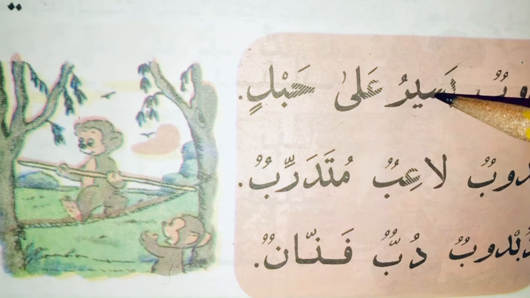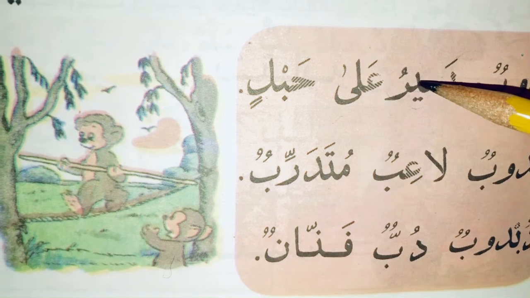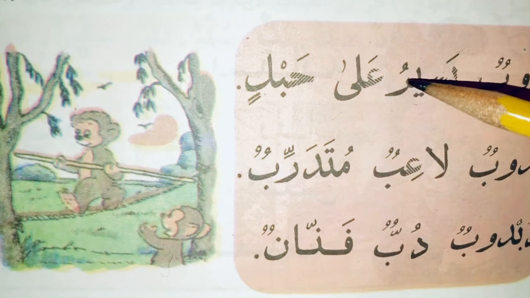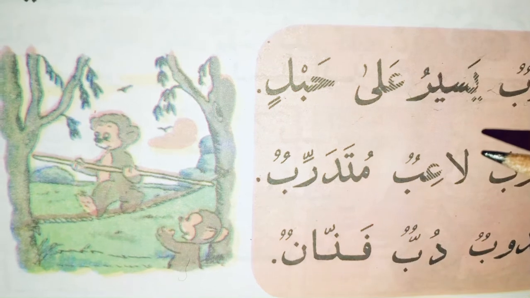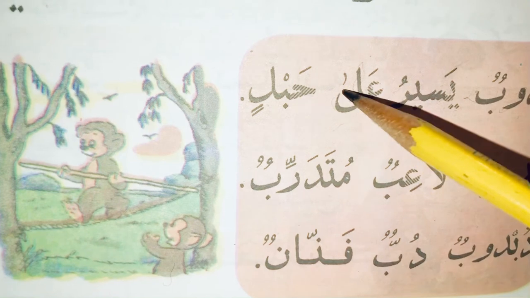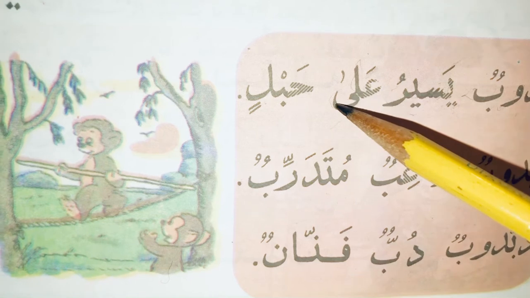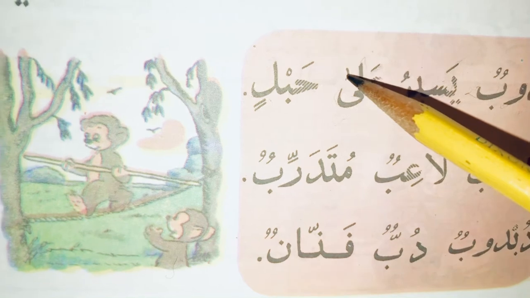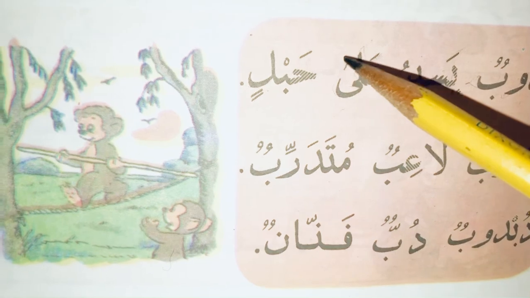Yasiru, this is seen, seen has three teeth. This is seen, two periods in the bottom. Yasiru is one line on top. Ala, one dash on top. Ala, this is ya. And when you say ala, we put a comma in here.